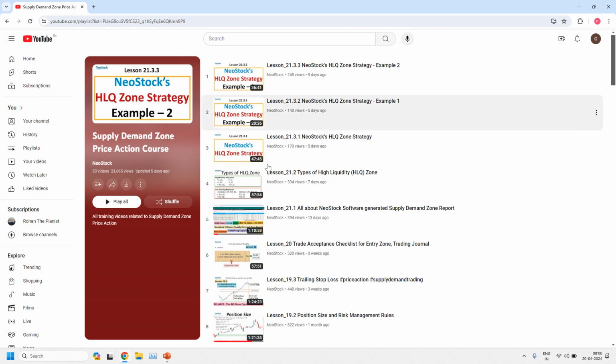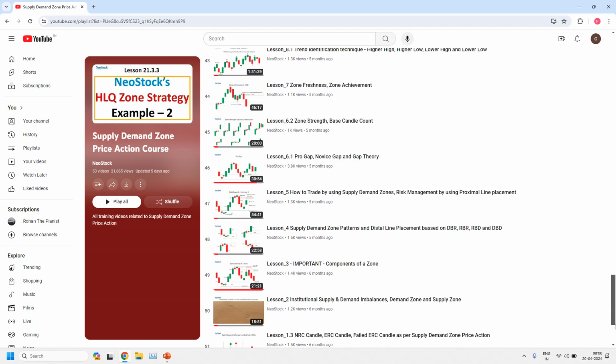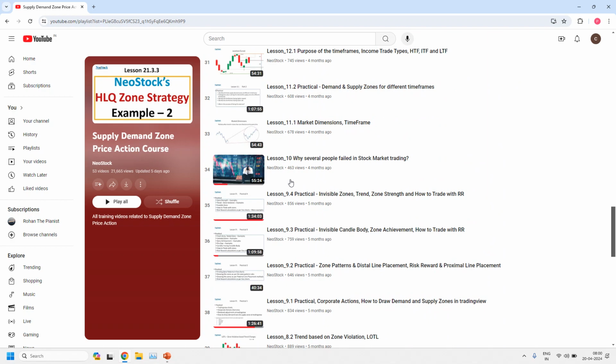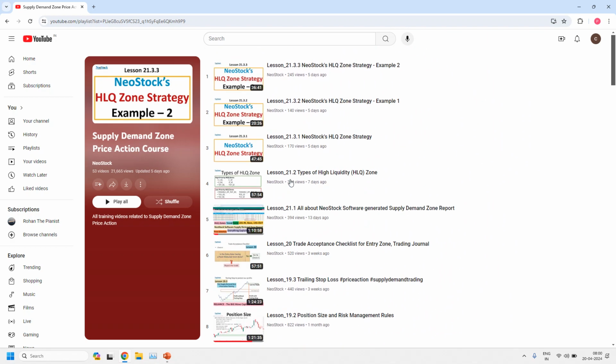If you click the link, you will get into this page and then scroll down to the bottom of this page. Here, starting from lesson 1.1, all the training lessons are available in an order. So please go through all these lessons one by one and strengthen your skills related to supply demand zone price action. And this is the most powerful price action concept. And also, it is a highly expensive training program. Some of the US institutions charge $8,000 for this course. Today you are able to learn all these lessons with good quality from our YouTube channel.